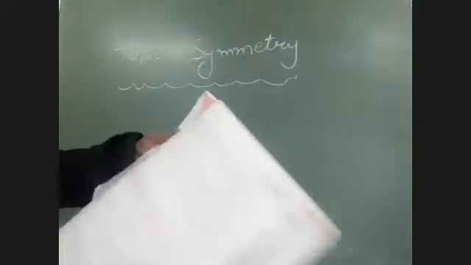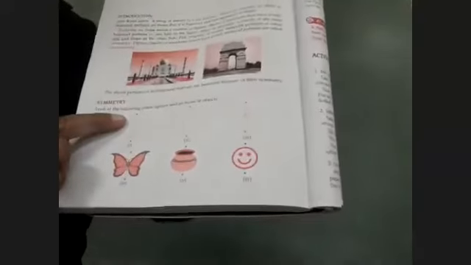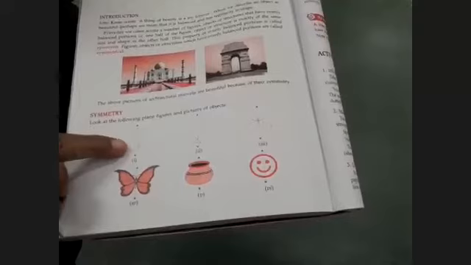For this, friends, now open your books, page number 263. Now, here we have examples of a few symmetrical objects. You can see the first figure. This figure is divided into two equal parts. The dotted line shows two equal parts. So this is a symmetrical figure.